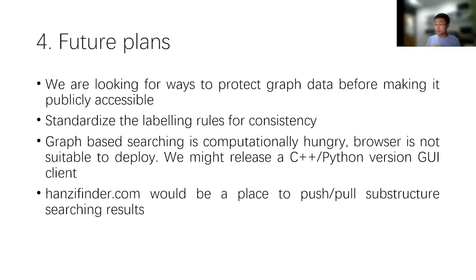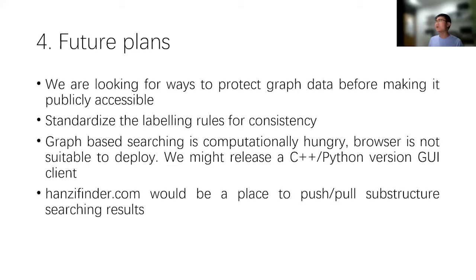For our future plans, we are looking for ways to protect our graph data before making it publicly accessible. It will be in the end, but we want to protect our work. The other thing is, during this process, we find it's really hard to make consistent rules for label rejoin. And we met a lot of funny cases, so we want to unify and make some documents about this.